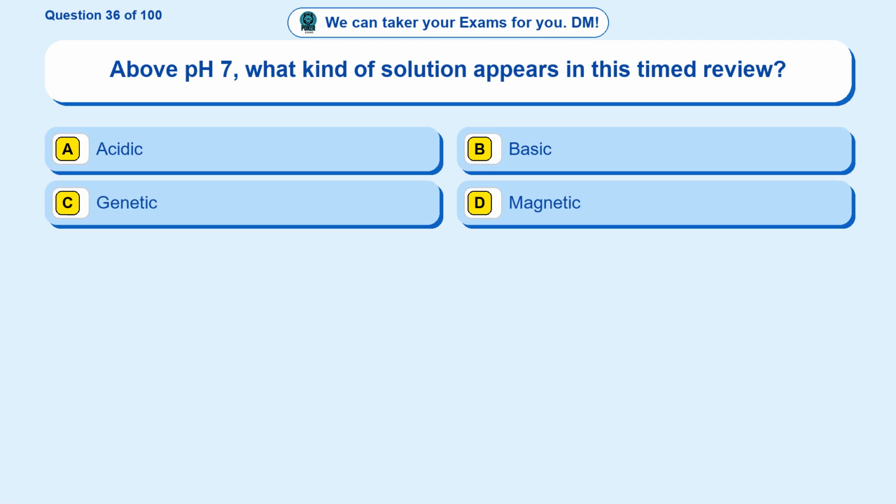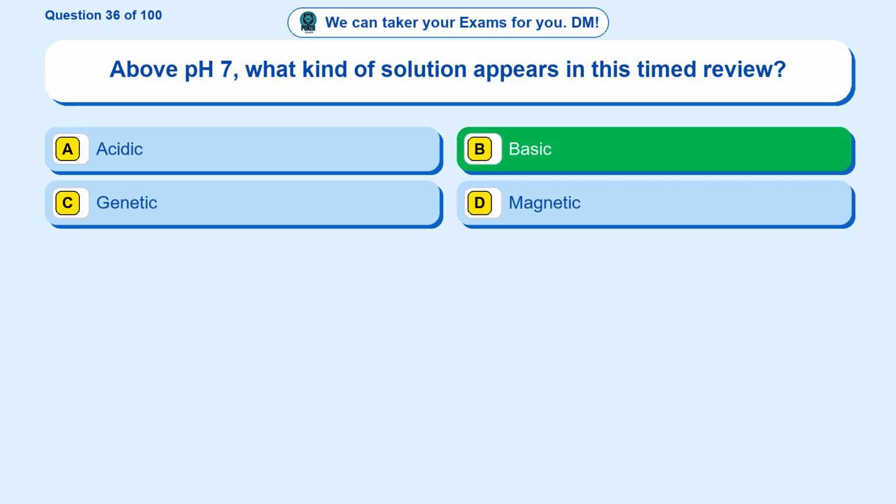Question 36. Above pH 7, what kind of solution appears in this timed review? Option A, acidic. Option B, basic. Option C, genetic. Option D, magnetic.